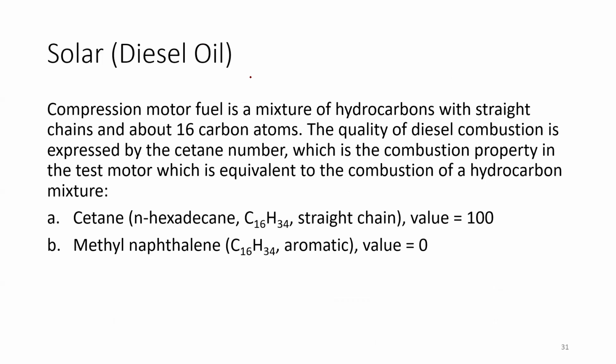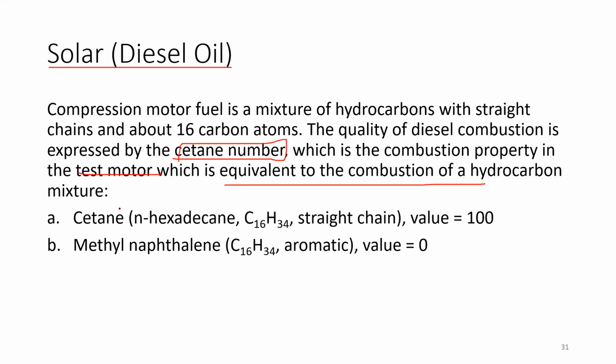Okay, so the next one, after we explain about the gasoline Pertamax, Premium, Pertalite with the octane number, we have another type of fuel. We call it solar, or diesel oil. The diesel oil, as I mentioned before, has a specific property that must be considered. We call it the cetane number, which is the combustion property in the test motor, equivalent to the combustion of the hydrocarbon mixtures.